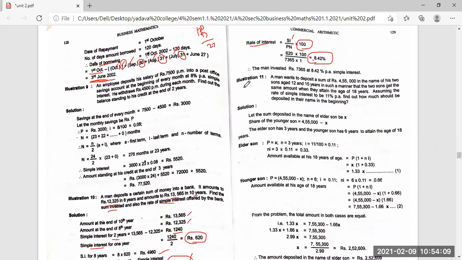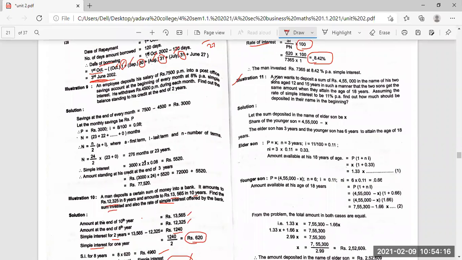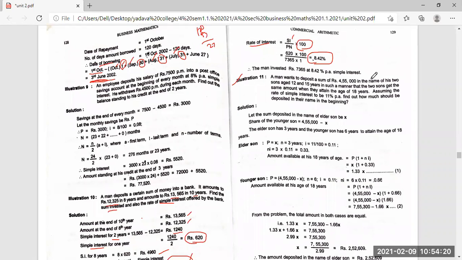Okay. So in illustration 11, this comes by forming an equation and finding it. A man wants to deposit a sum of rupees 4,55,000 in the name of his 2 sons. One son is aged 12, another son is aged 15, in such a manner that the 2 sons get the same amount when they attain 18 years. So he is going to deposit 4,55,000 for the 12-year-old boy and the 15-year-old boy together.